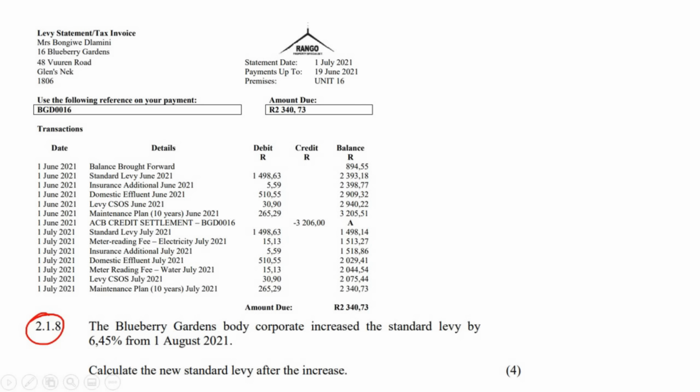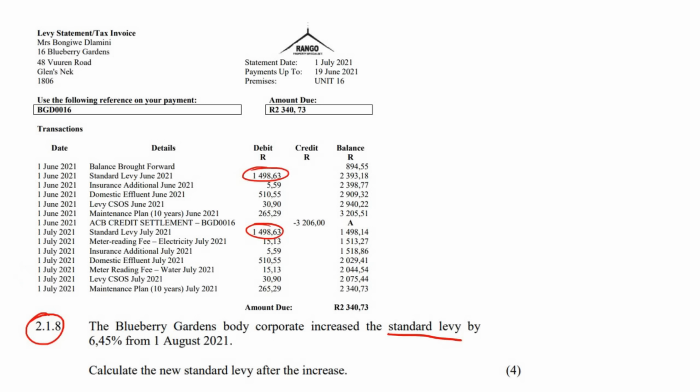This question says that the Blueberry Garden Body Corporate increases the levy by 6.45% from 1 August. Okay, so we know that these are all June and July. So for the next month, they're going to increase the levy by 6.45%. Calculate the new levy after the increase. Okay, but it's specifically called the standard levy. So where's the standard levy? I see there's a standard levy here. Oh, but there's also a standard levy over here. Oh, but luckily it's the same amount.